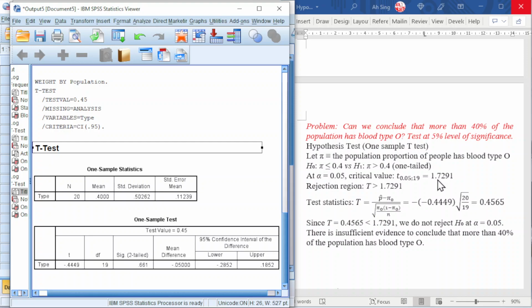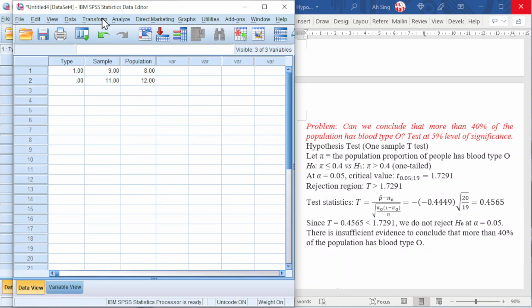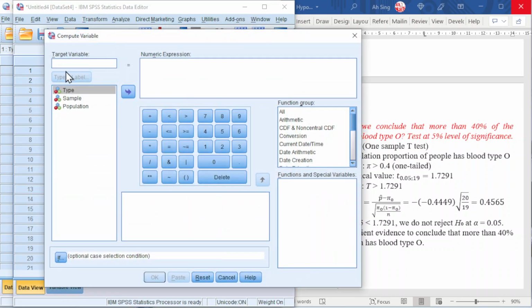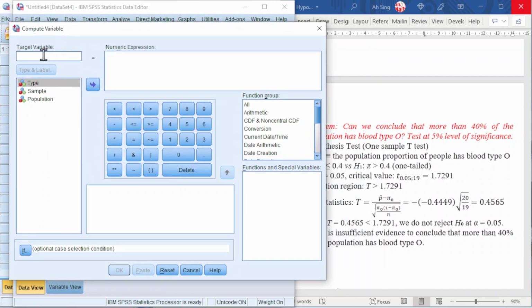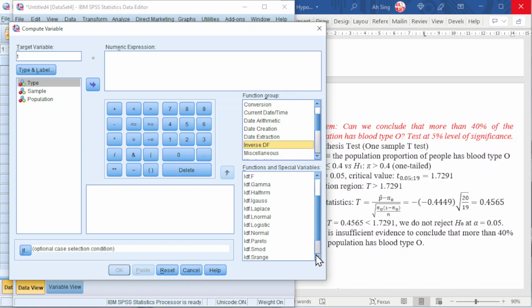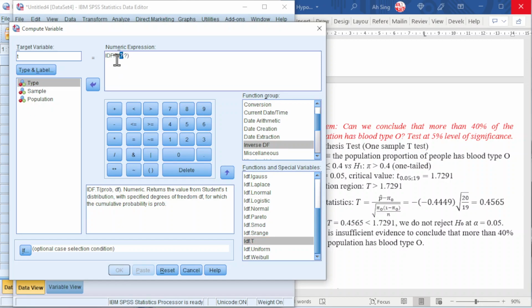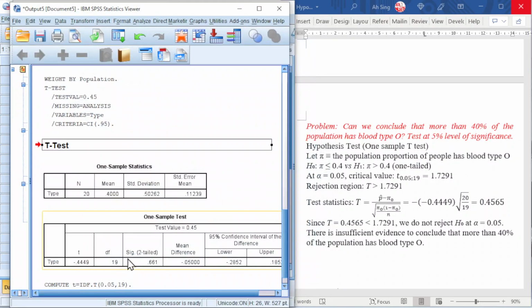To obtain the critical value, we can make use of SPSS as well. So we go back to the data view. Go to Transform, Compute Variable. Simply name the target variable. What we need here is the inverse DF, look for the t distribution, up. The first question mark is the probability. For this case, the significance level is 0.05 or 5%. And what we need here is only the right tail. So one tail, we don't have to divide by two. Simply take the value 0.05. And the degree of freedom is n minus 1, which is 19. Click on OK and we should obtain the value.